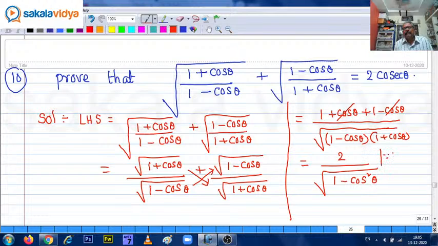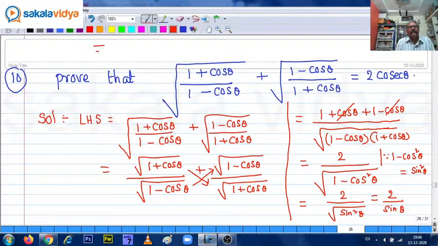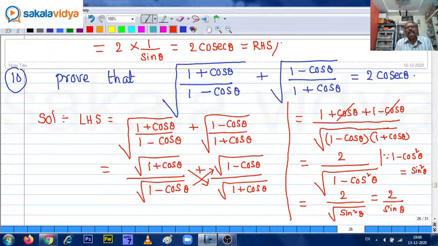See, this 1 minus cos square theta is nothing but sin square theta. So in the place of 1 minus cos square theta, replace sin square theta. You get 2 root of sin square theta. So this is 2 upon sin theta. So this equals, we can write, 2 times 1 upon sin theta. So 1 upon sin theta is cosec theta, 2 cosec theta, which is the required or desired value, RHS. Hence it is proved.